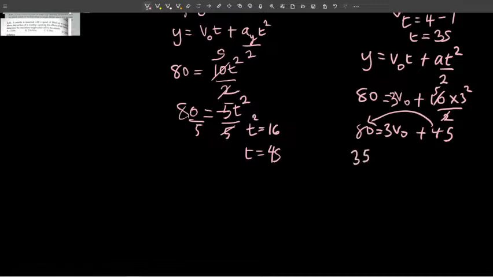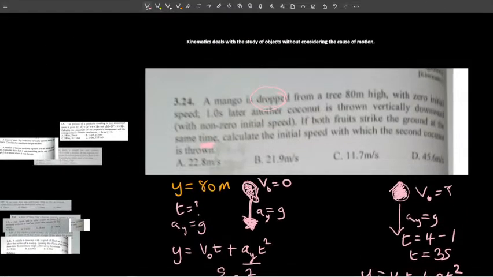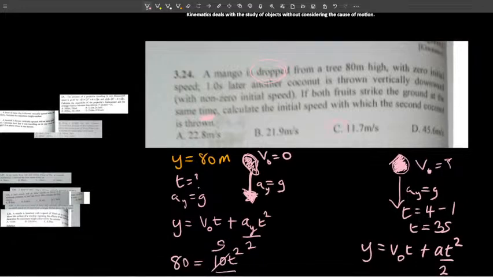So 35 equals to 3 v naught. So divide both sides by 3. My v naught should be equals to 35 divided by 3. So that will give me 11.67 meter per second. So v naught is 11.67, which is 11.7 meter per second.